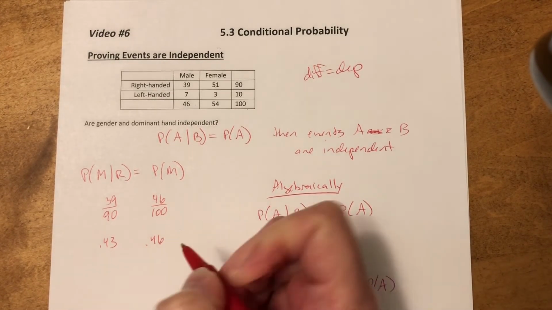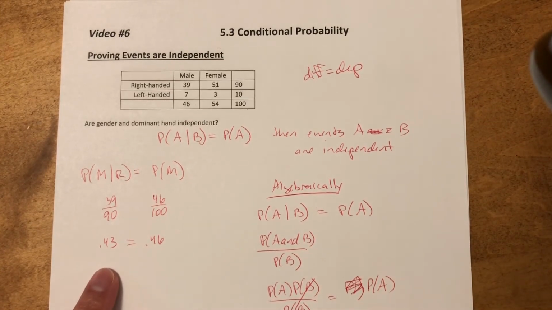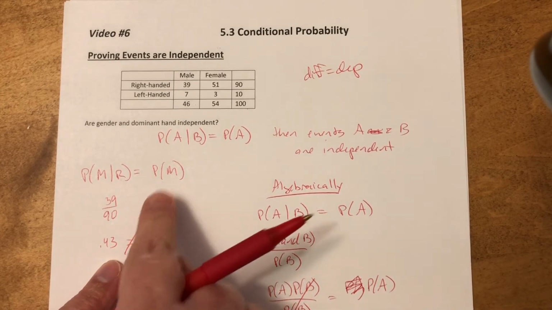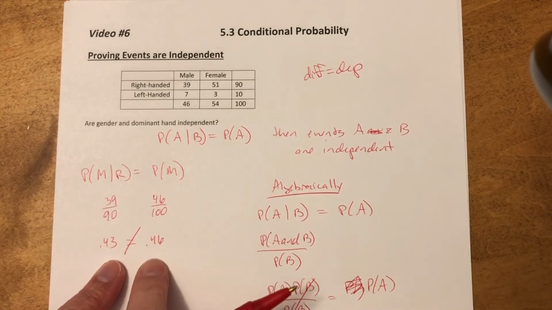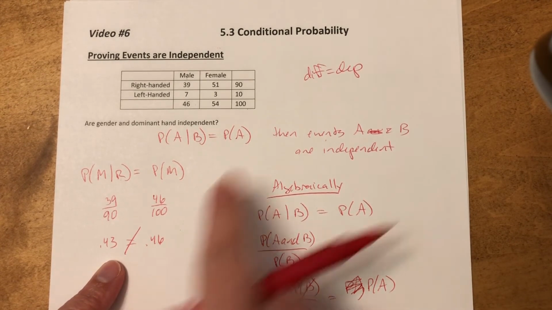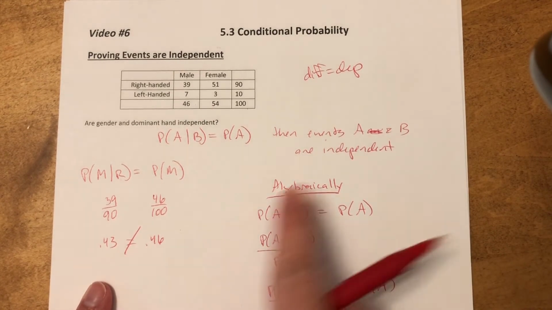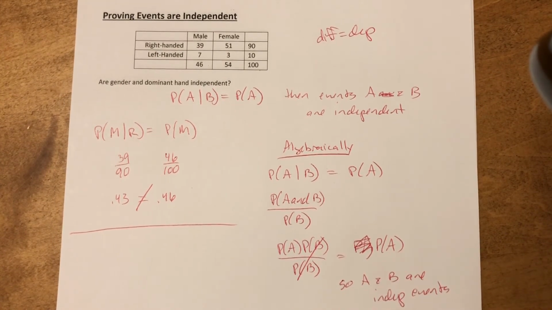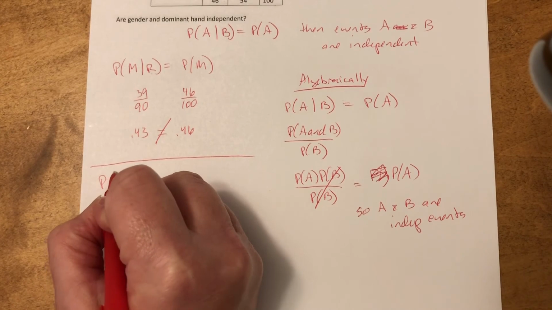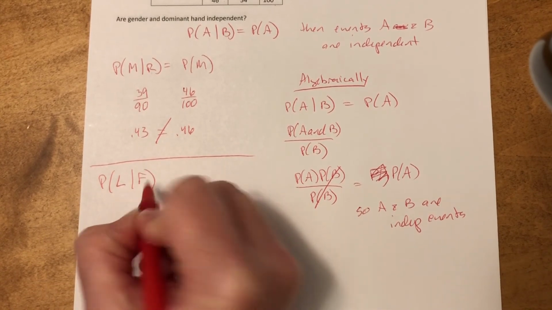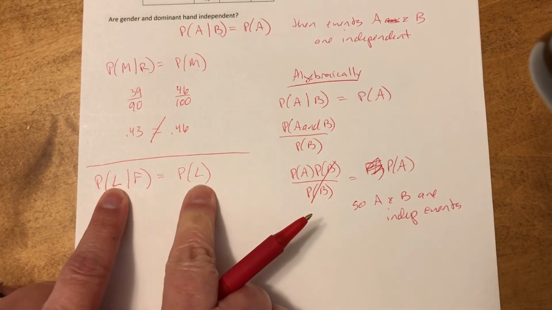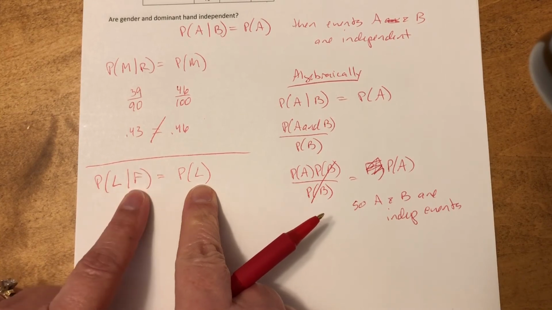And that's 0.46. Now, I don't know about you, but 0.43 and 0.46 are not equal. I don't care that they're close, they're not equal. So this is different. This means gender and dominant hand are dependent, not independent. Remember, different equals dependent. If they were equal, then they would be independent. Let's just do one more example, just so you can see. I'm going to flip it. Let's do the probability that somebody is left-handed given that they're female. Again, if this is equal to the probability that somebody is left-handed, it means being female doesn't matter. It has no impact.